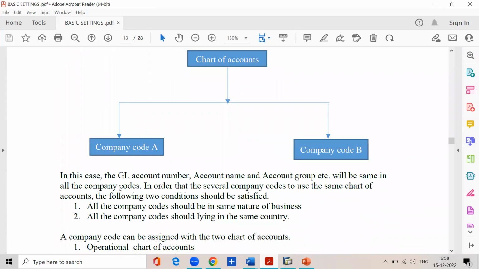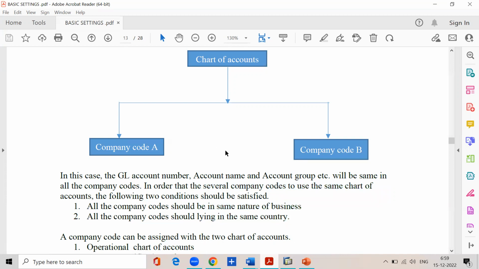But in order that several company codes to use the same chart of accounts, the following 2 conditions must be satisfied. All the company codes should be in the same nature of business. Then all the company codes should be lying in the same country.